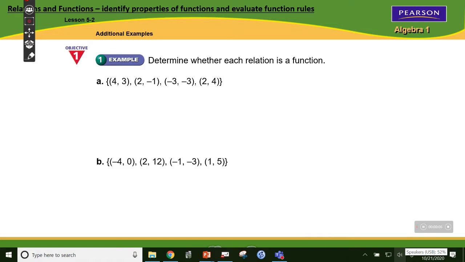In this one we're going to be talking about relations and functions and how they are connected. We are going to identify properties of functions and evaluate function rules. So let's do that.